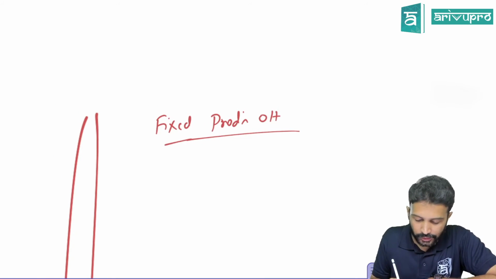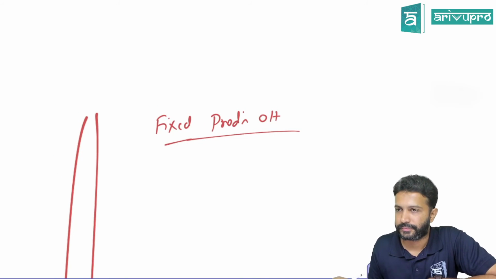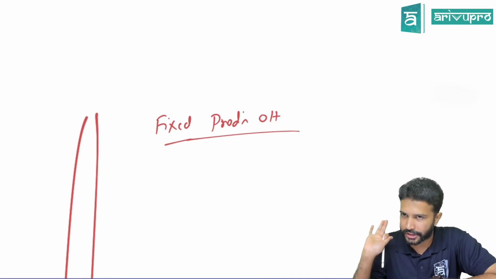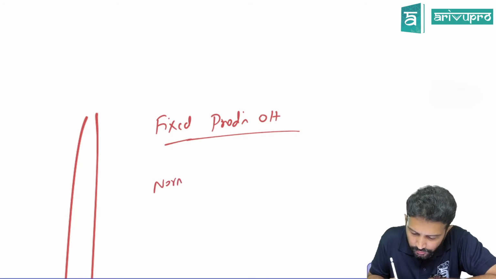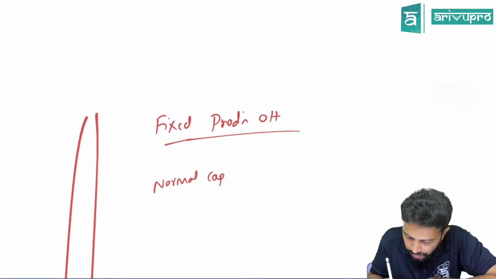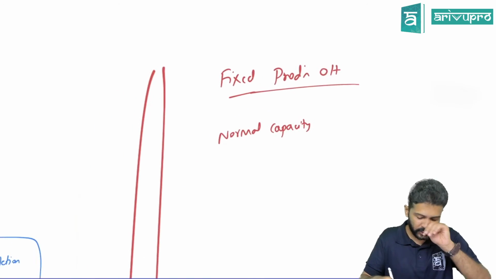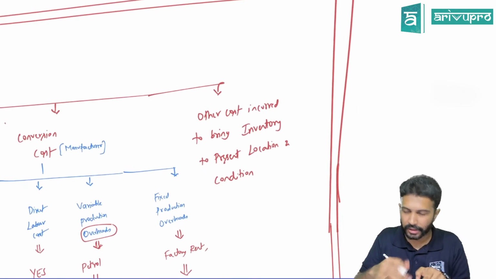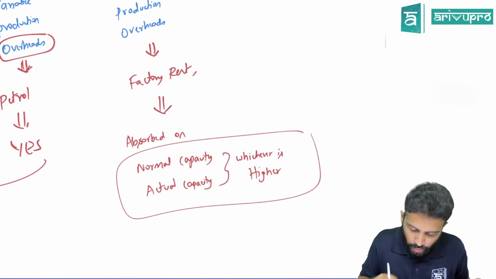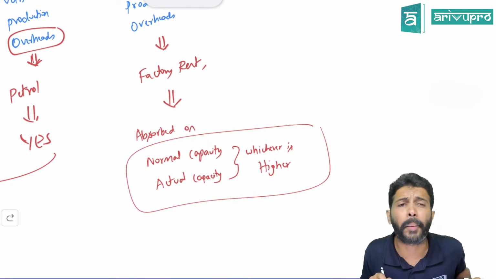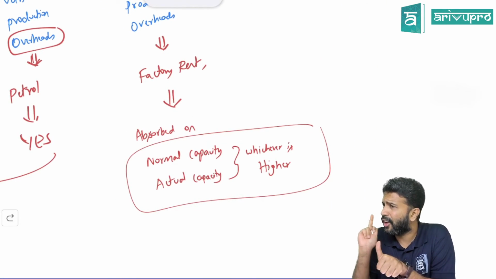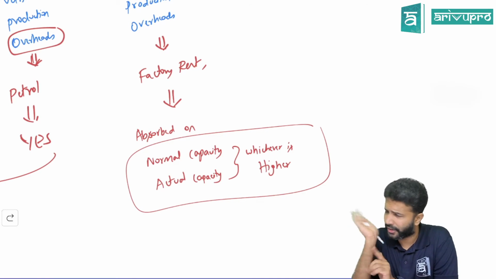Okay. Sir, I'm a calculator manufacturer. I'll just give you an example of normal capacity and actual capacity and then move on. We know that fixed overheads should be absorbed on what basis? Normal capacity or actual capacity, whichever is higher.